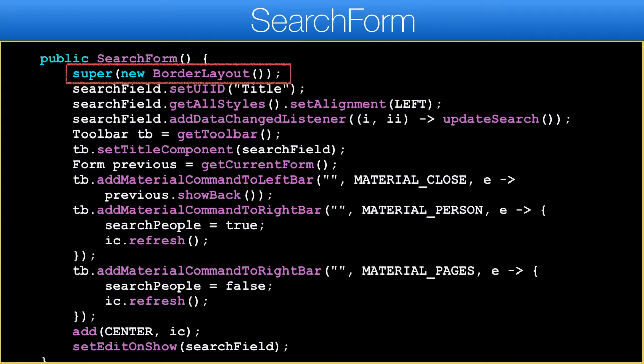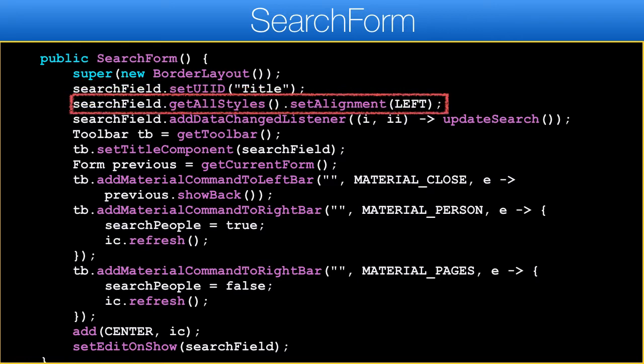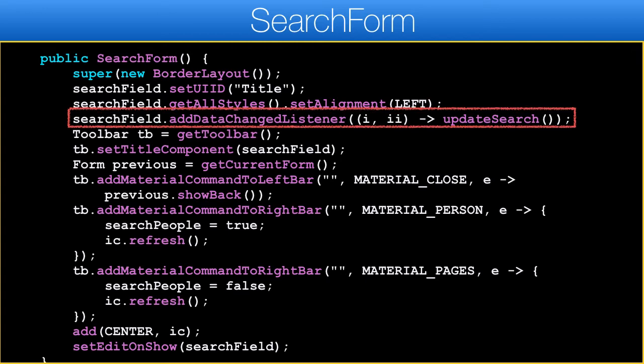We use border layout so the infinite container can fit in the center. There is no other reason. The title UI ID makes the search field fit into the title area. In iOS, the title is centered by default, and that doesn't look good while editing, so we left a line explicitly for this case. This is the search operation.